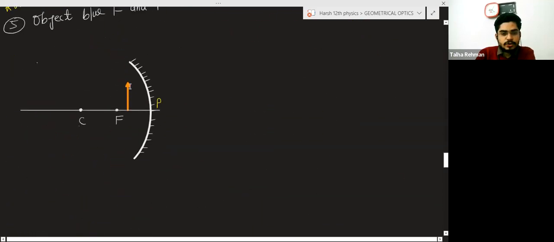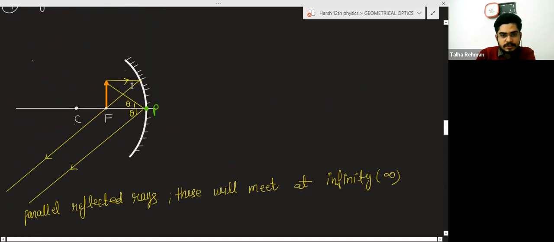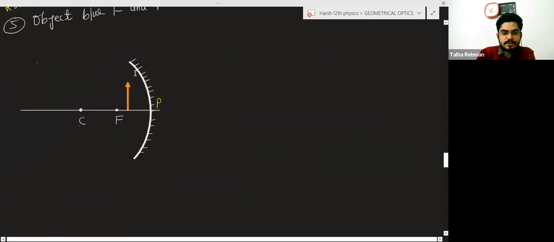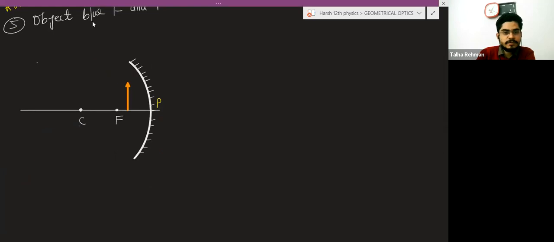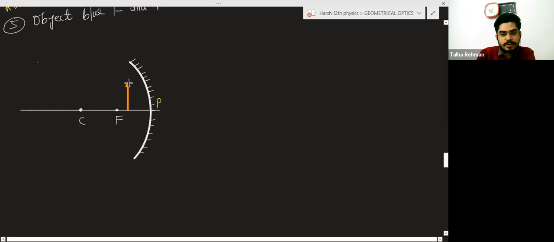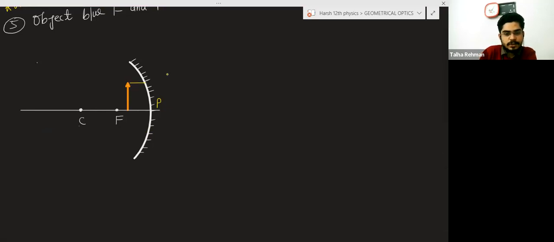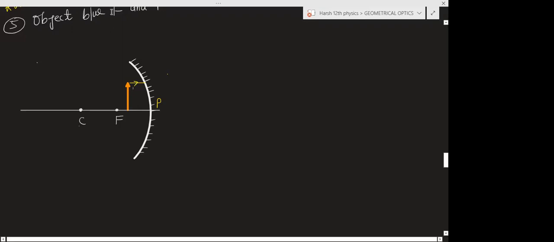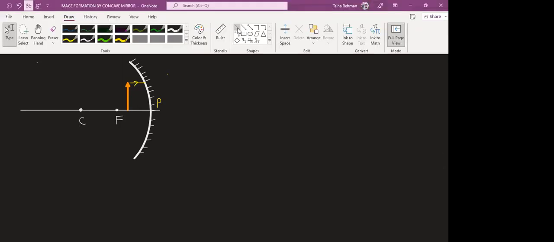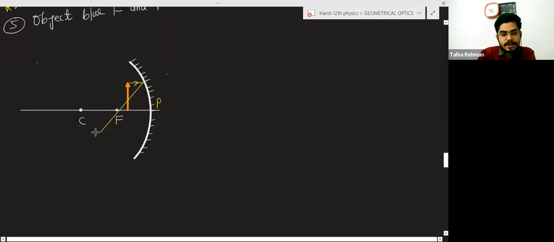Now you have placed the object between the focus and the pole. Earlier your object was at focus. Now the object is placed between pole and focus. We will see where the image will form. For the image formation, two incident rays are required. First incident ray like this, parallel to the principal axis, passes from the focus after reflection.